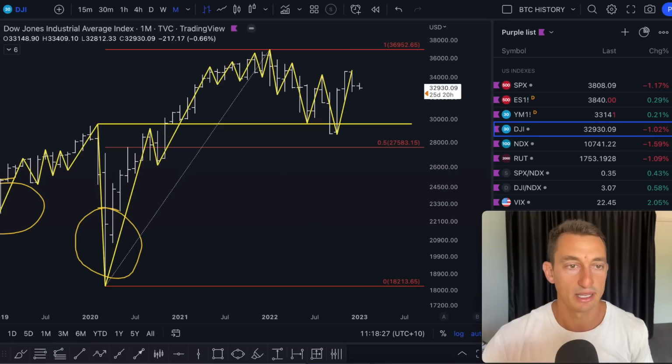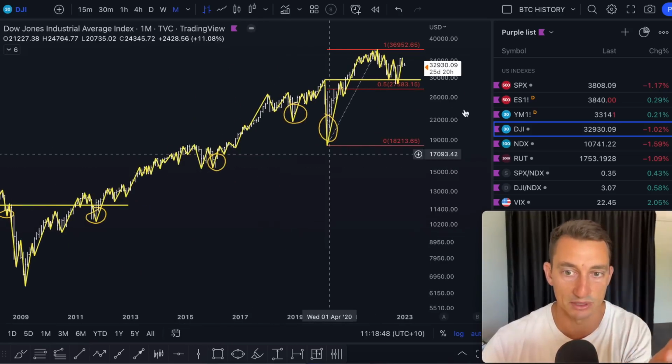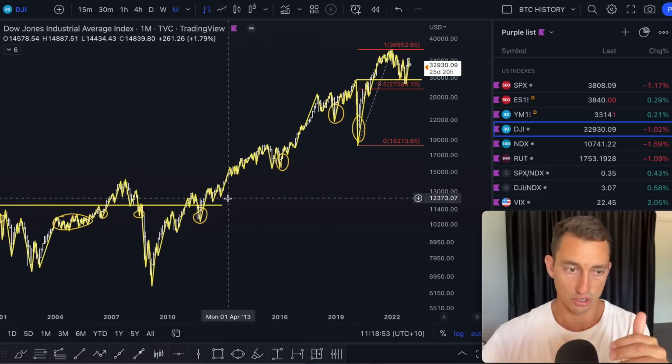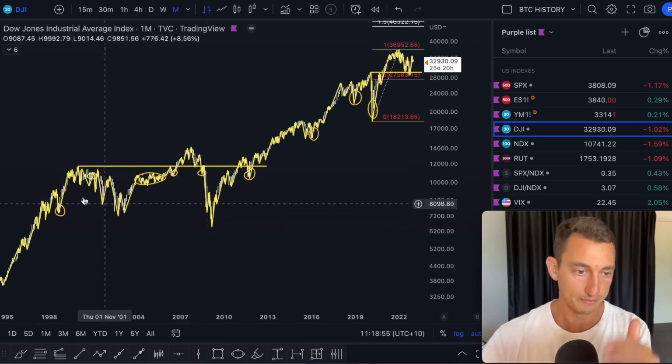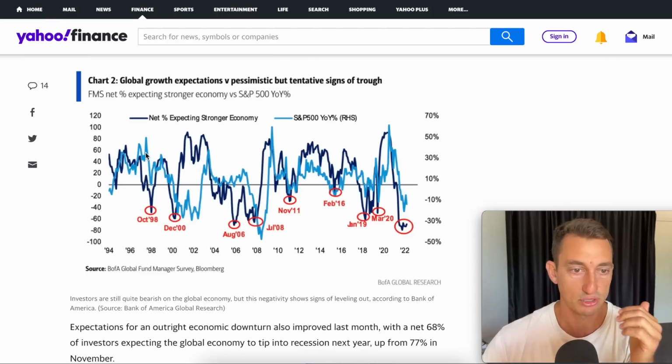So what I've done is go back and circle these on the Dow Jones, which moves very similarly to the S&P 500. And so you're going to get the turns at the same points in time. Now, the first time that they got extremely bearish on this particular chart, the Global Fund Manager Survey from Bank of America, October 1998 and December 2000.